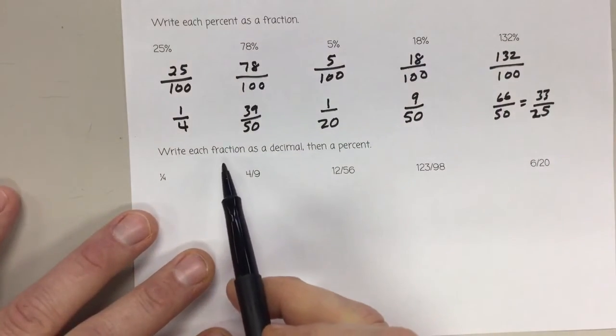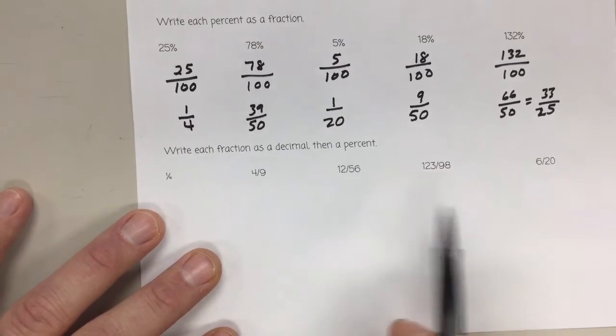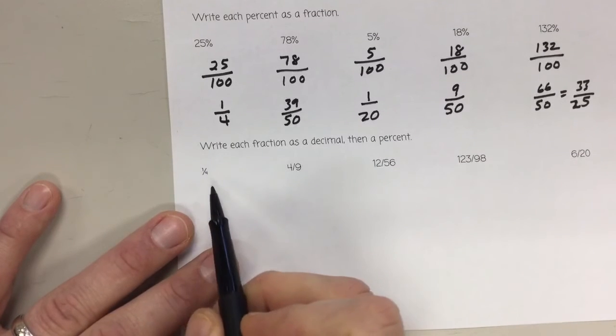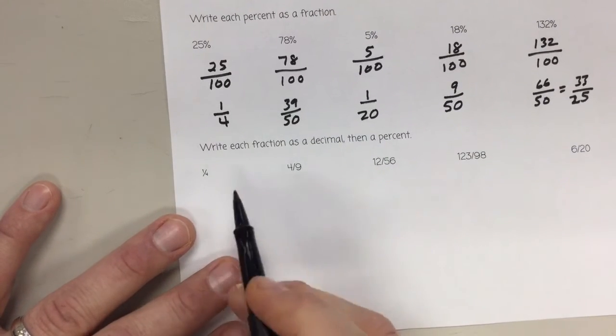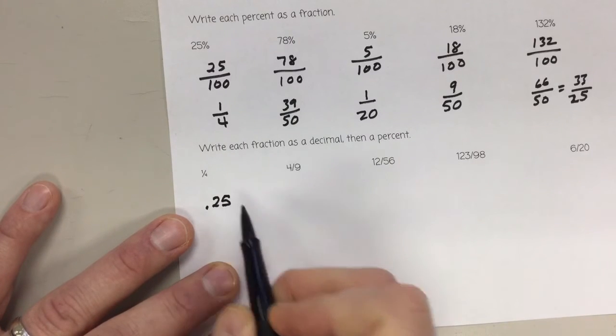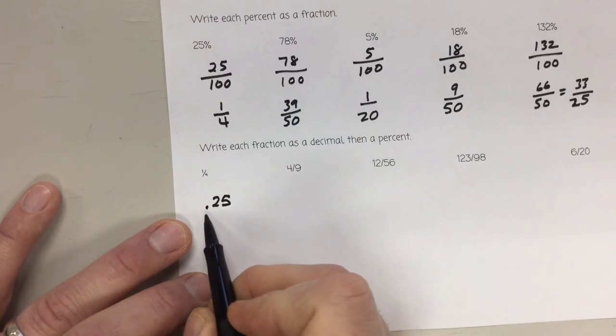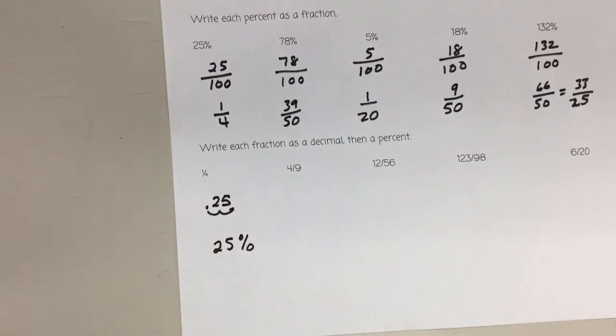And now we want to write each fraction as a decimal, then a percent. So we're going to do 2 things. So when you have a fraction, the easiest thing to do is simply divide it on your calculator. 1 divided by 4, which will give you 0.25. Then to turn that into a percent, we simply move the decimal 2 places to the right. 0.25 is the same as 25%.